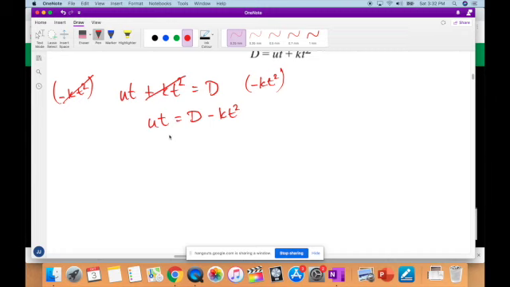Right? So now that I have UT on this side, I want U to be the subject. I want to get rid of T. It's being multiplied by T, so I can now divide by T. And that will actually cancel off both T's. So I'll have U is equal to D minus KT squared, and all of this will be divided by T, because you have to divide by T on both sides.